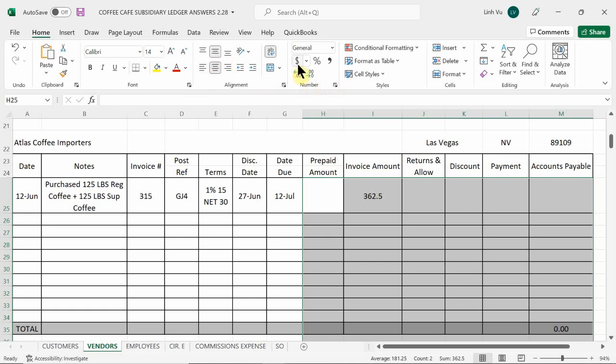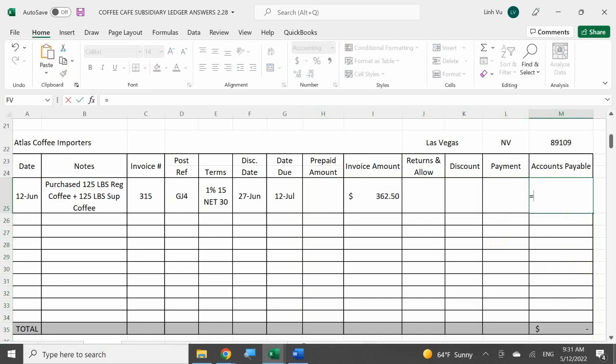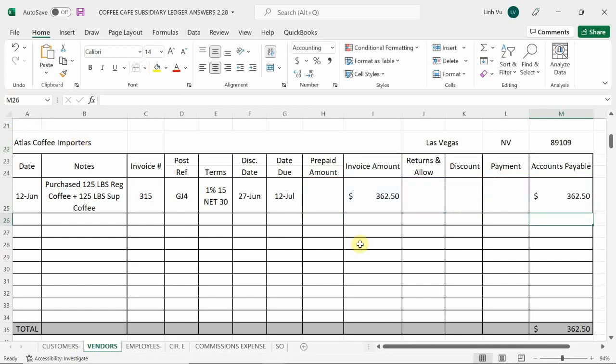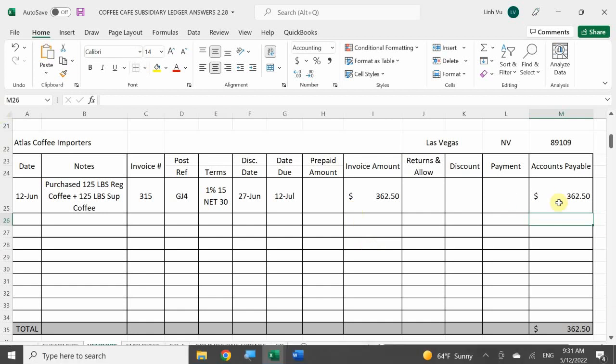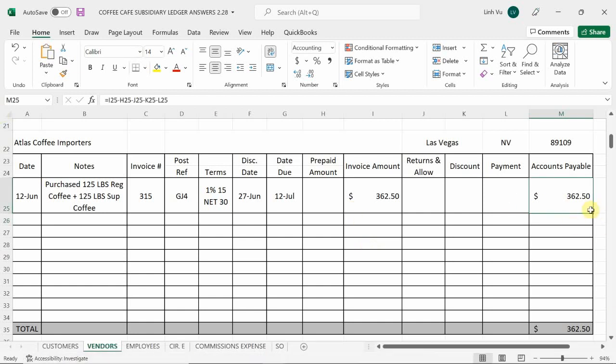So therefore, if you punch in your formula, your invoice minus prepaid, minus returns, minus discounts, minus payments, I owe Atlas Coffee $362.50. And what I can do with this formula is I can drag it all the way down. So that means every time I enter an invoice, it will automatically calculate for me how much I owe.